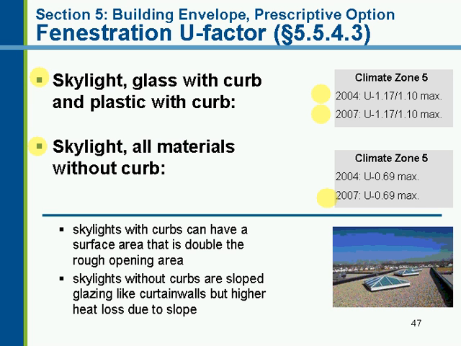skylight that's built up on a curb, the U-factor is determined based on the rough opening in the roof, and the total surface area, including the sides of the curb, can be double the rough opening area, so it's not surprising U-factors would be twice as high.